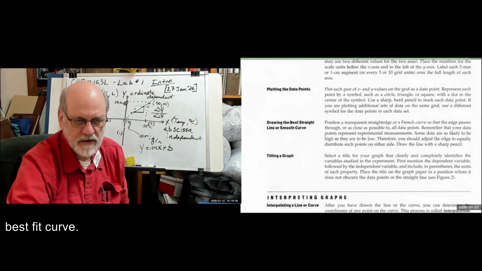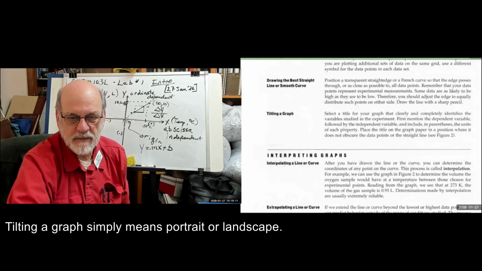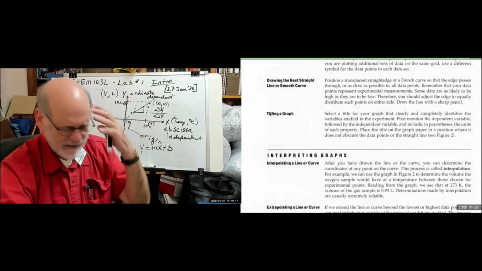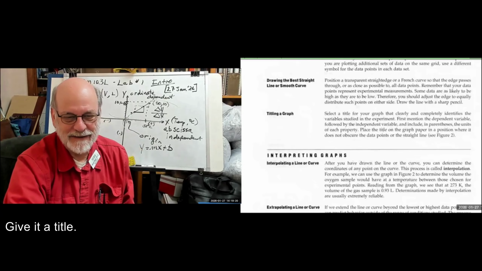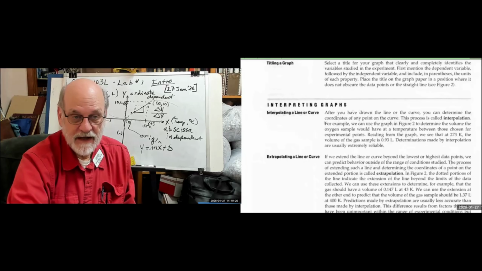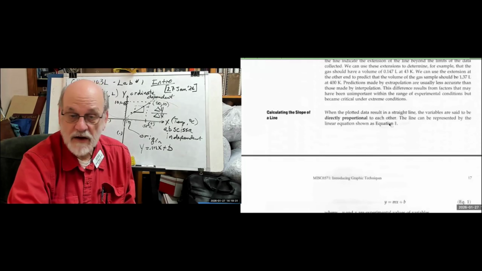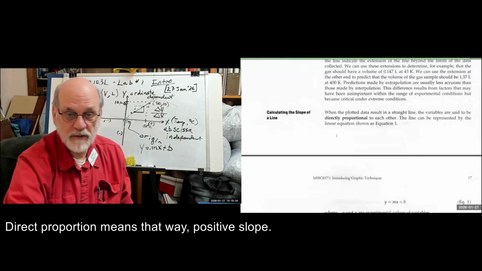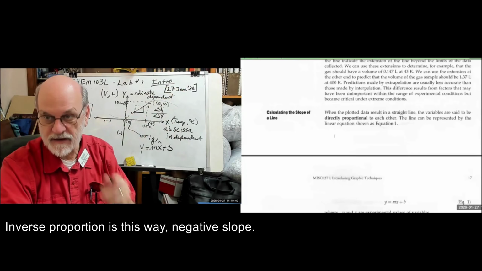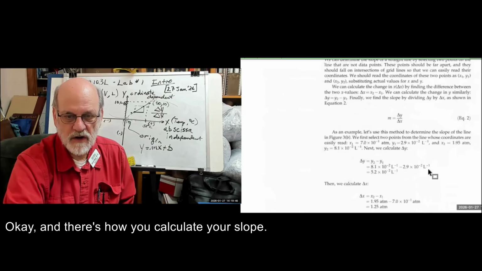Okay, we plotted data points. We've drawn a best fit curve. Tilting a graph simply means portrait or landscape. Oh no, titling. Excuse me, titling the graph, give it a title. I thought tilting. Tilting the graph is portrait or landscape. Here's the discussion of interpolation versus extrapolation. Calculating the slope. Right, direct proportion means that way, positive slope. Inverse proportion is this way, negative slope. Okay, and there's how you calculate your slope.